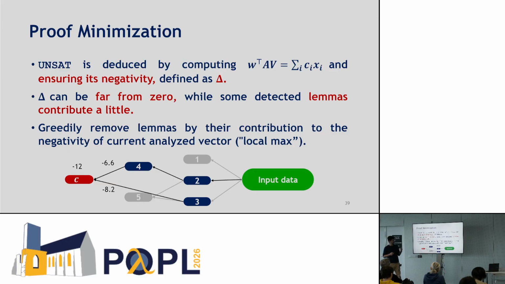So the idea is to remove the lemmas by their contribution to this negativity to the current analyzed vector. And we greedily remove them, ordered by their contribution, and it's a knapsack problem. So we're guaranteed to have maximality in the number of edges that we remove from this directed acyclic graph.